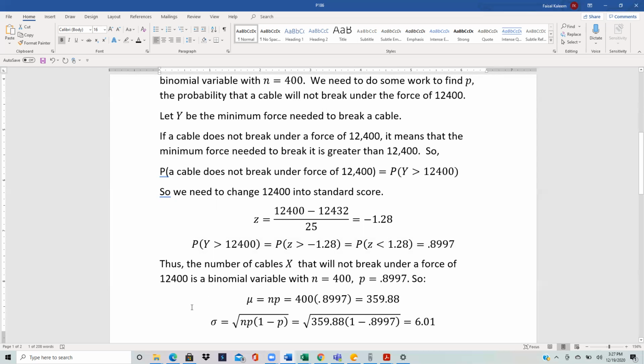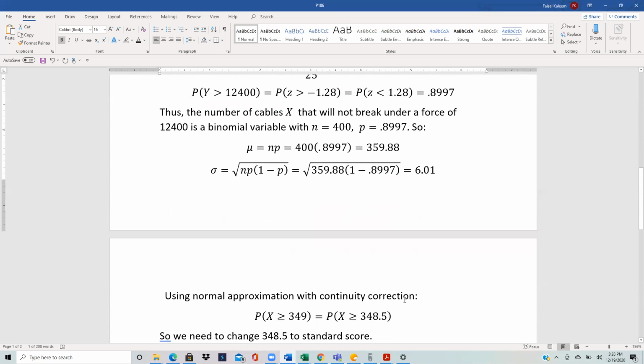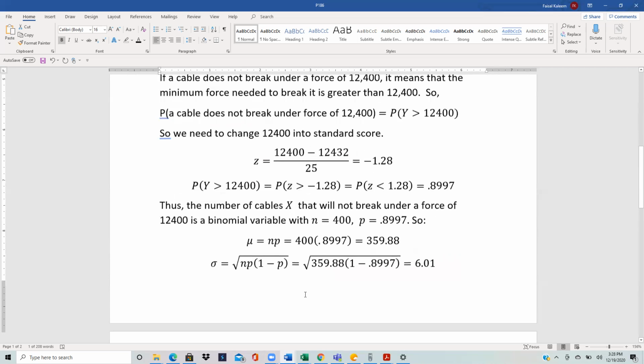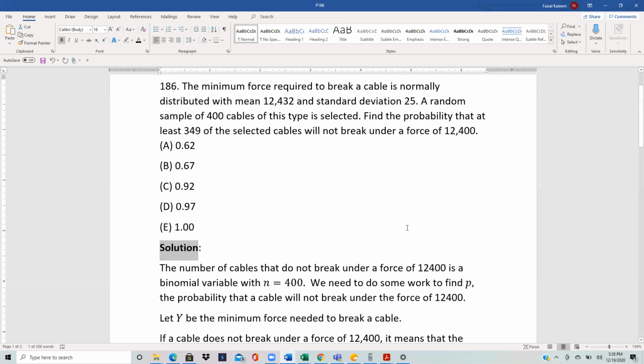So the mean of a binomial we know is NP, N is 400, P we just calculated to be 0.8997, so it's 359.88. The standard deviation is the square root of NP(1 minus P) for binomial, and that comes out to be 6.01. Let's read the question again. Find the probability that at least 349 of the cables will not break. We call that X, the number of cables that do not break under this force, and we want the probability that X is greater than or equal to 349.